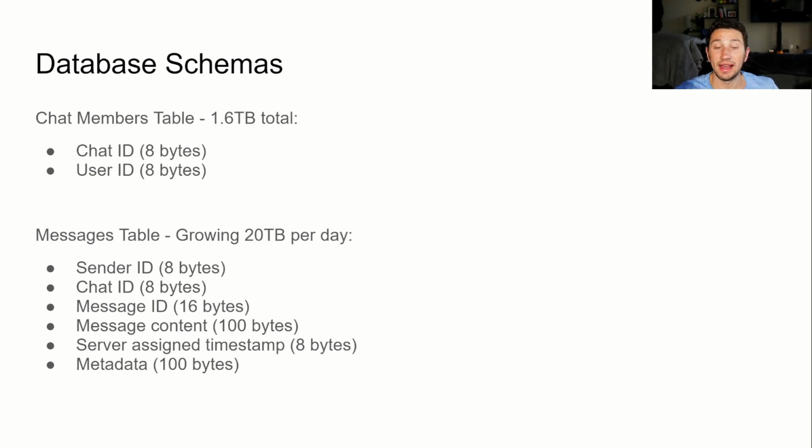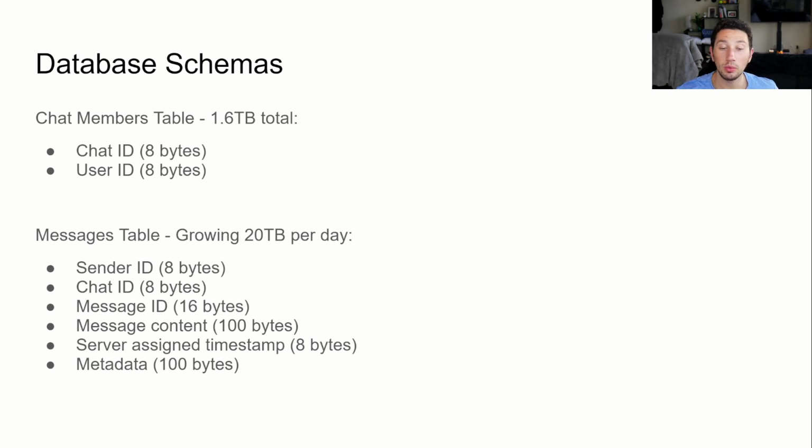Recall from our capacity slide, we have 10 billion group chats with on average 10 users each. Since each user ID and chat ID can be stored with 8 bytes, each data row is 16 bytes and there should be 100 billion rows. It costs us 1.6 terabytes to store this table.